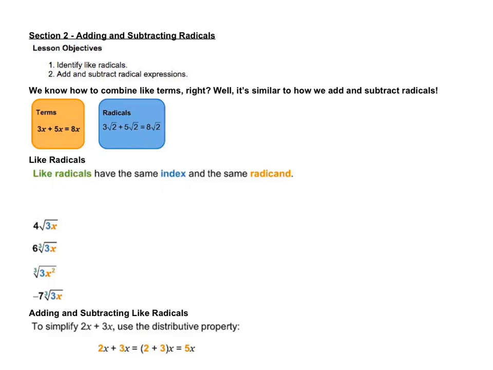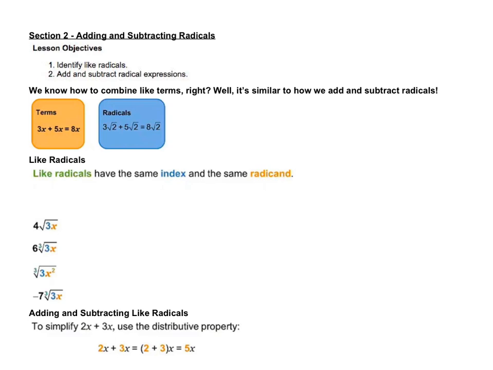Hello and welcome to another section in Algebra 2. This is Unit 6, Section 2, and we're going to be adding and subtracting radicals. The first thing we want to do is identify what like radicals are, and then we want to be able to add and subtract those radical expressions.